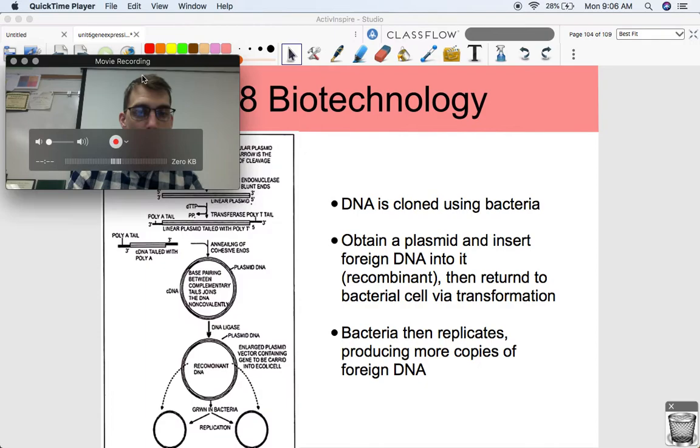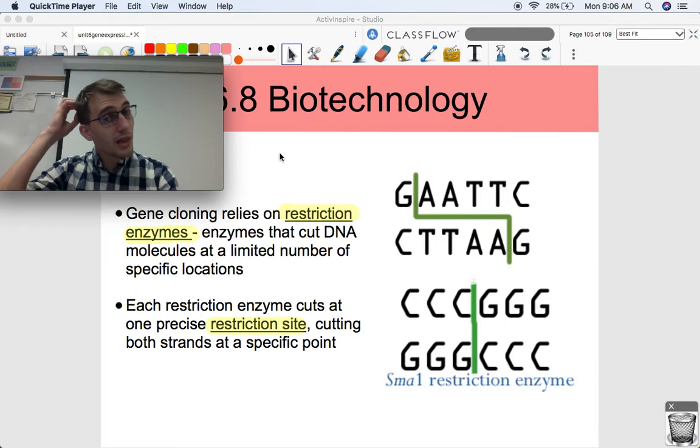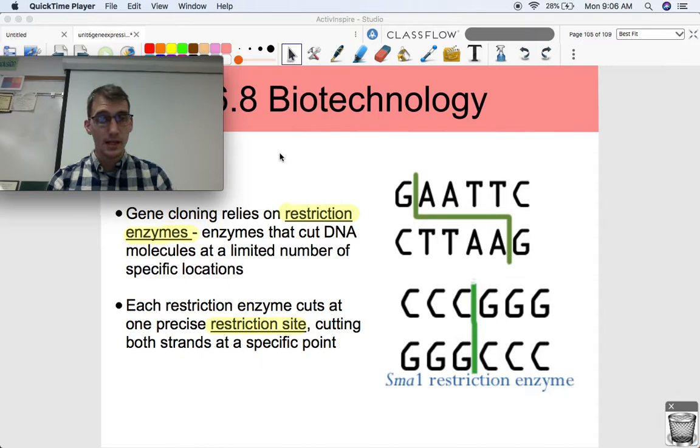But this process relies upon restriction enzymes, and we're gonna be practicing with these later on. Restriction enzymes are enzymes that cut DNA molecules at a limited number of very, very specific, precise locations called restriction sites.